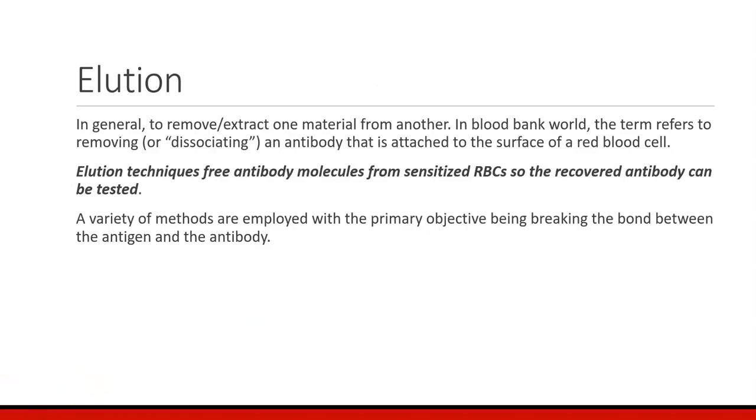Elution in general is to remove or extract one material from another. In the blood bank world, the term refers to removing or dissociating an antibody that is attached to the surface of a red blood cell. The elution technique frees antibody molecules from these sensitized cells so the recovered antibody can be tested. There's a variety of methods that are employed with the primary objective being breaking that bond between the antigen and the antibody which is attached to.